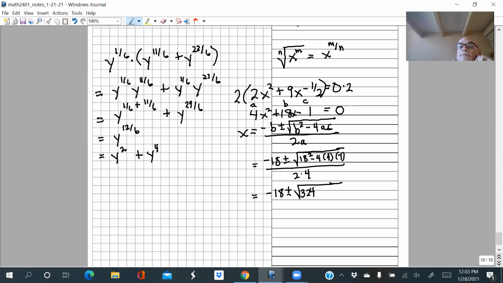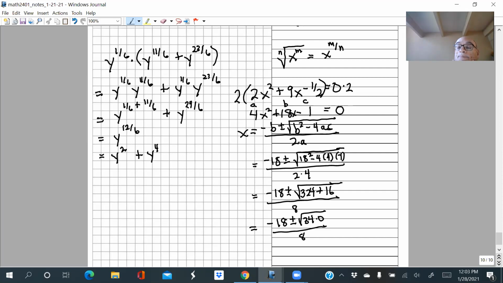Okay, so 324, what's the second term going to be? Well, minus 4 times 4 is minus 16, but minus 16 times positive 1 is plus 16. So make sure you write plus 16 down there, all over 8. So we get minus 18 plus or minus the square root of 340 over 8. There are your two solutions to your quadratic equation. Minus 18 plus the square root of 340 over 8, whatever that number happens to be, okay? And then minus 18 minus the square root of 340 over 8.